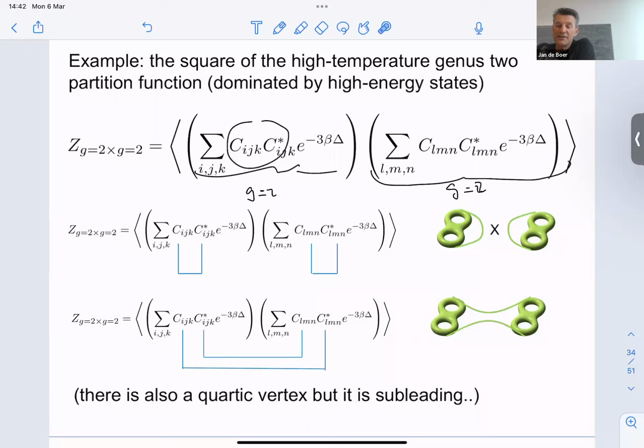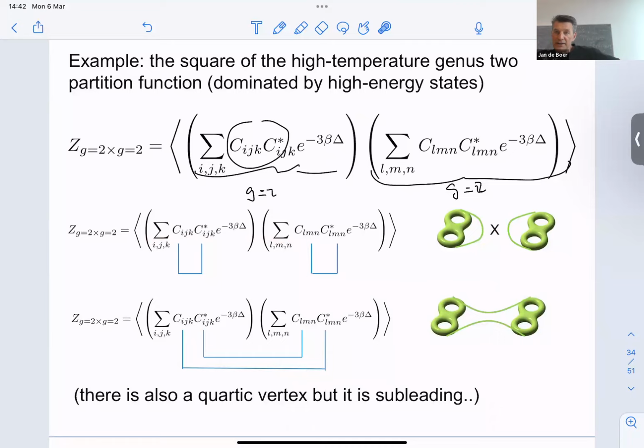The first one is in the first line here. You either contract 1, 2, 3, and 4. That's just the disconnected computation, as you see by inspection. And that indeed in gravity corresponds to the product of two genus two handlebodies. There's no wormhole. There's just two separate AdS solutions, and this is just the product of those. But then there is another contraction you can take, which connects these different solutions together. There's another Wick contraction that exists.